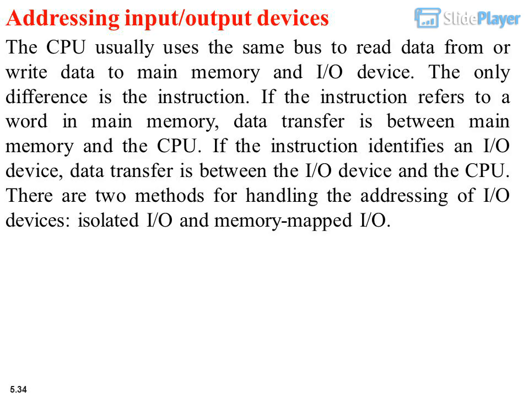Addressing input/output devices. The CPU usually uses the same bus to read data from or write data to main memory and I/O device. The only difference is the instruction. If the instruction refers to a word in main memory, data transfer is between main memory and the CPU. If the instruction identifies an I/O device, data transfer is between the I/O device and the CPU. There are two methods for handling the addressing of I/O devices: isolated I/O and memory mapped I/O.